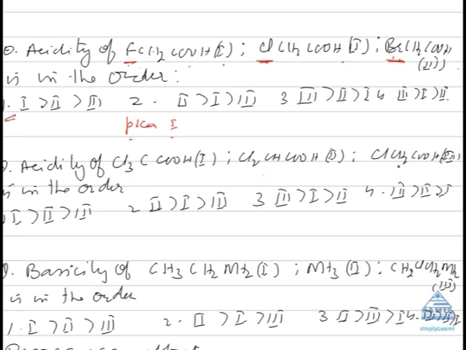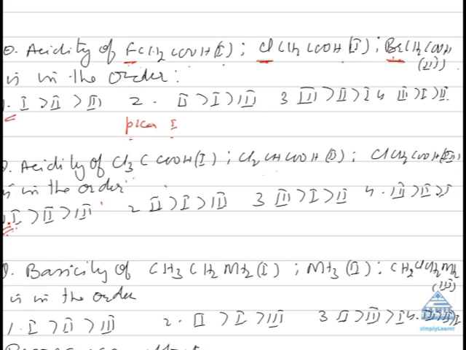Acidity of trichloro, dichloro, monochloroacetic acid is in the order. We know electron withdrawing group increases the acidic character. Greater the electronegativity, greater the acidic character. In the same way, greater the number of electron withdrawing groups, greater will be the effect, hence greater will be the acidic character. So first will be more acidic, then second will be more acidic than third, hence the answer will be first.